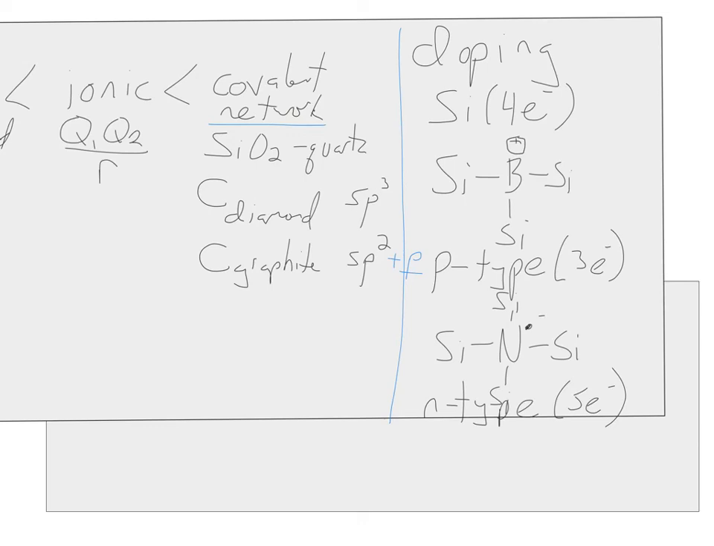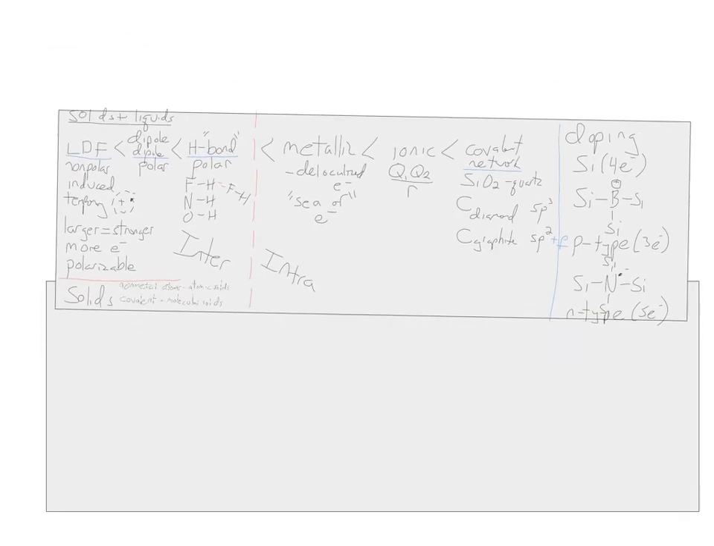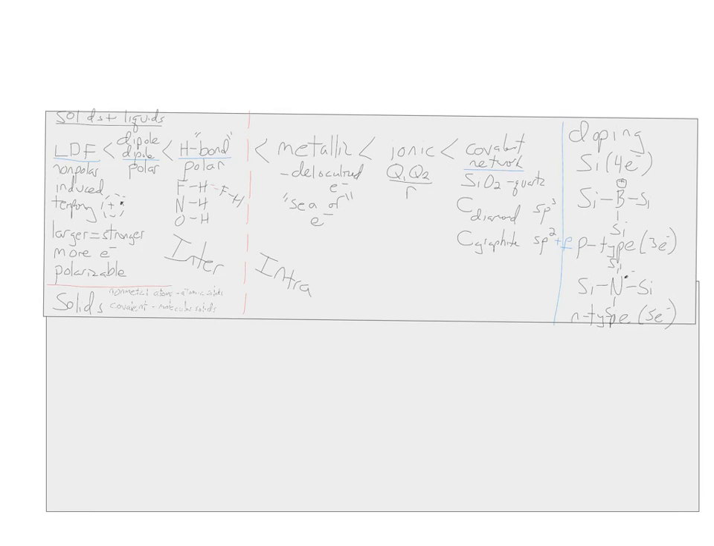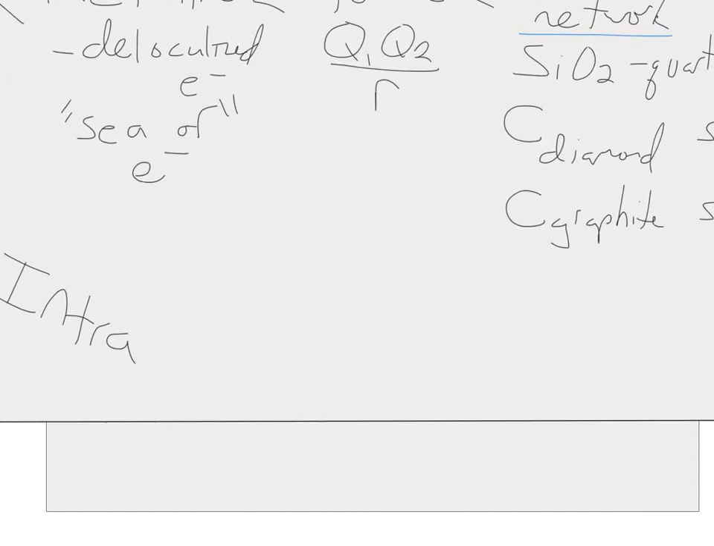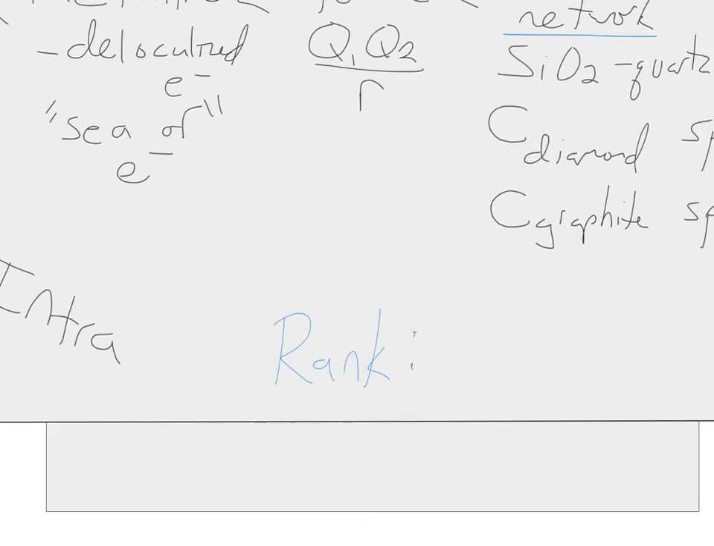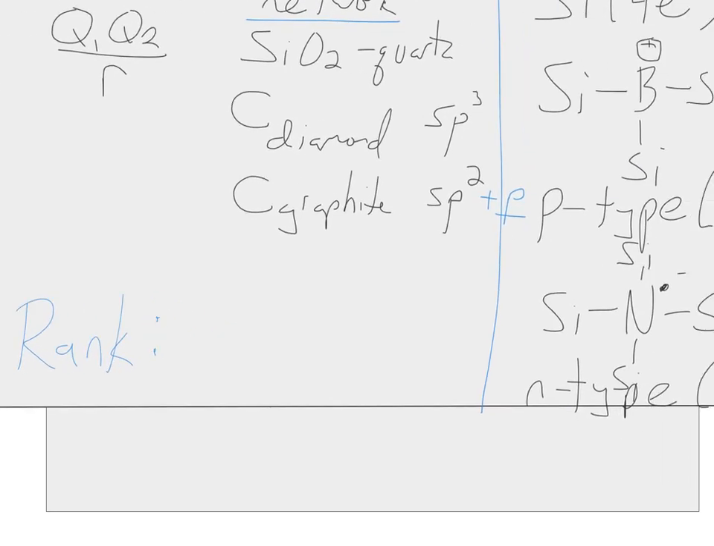And then the last thing we have here is with all of our intermolecular forces, LDF, dipole-dipole, hydrogen bonding, and then our intramolecular forces, metallic, ionic, covalent network, we want to be able to rank them in terms of their melting points, their boiling points, their vapor pressure, how easily they give off gas. So for melting points and boiling points, stronger is higher. Vapor pressure is related to the gas, so weaker ones give off more gas.